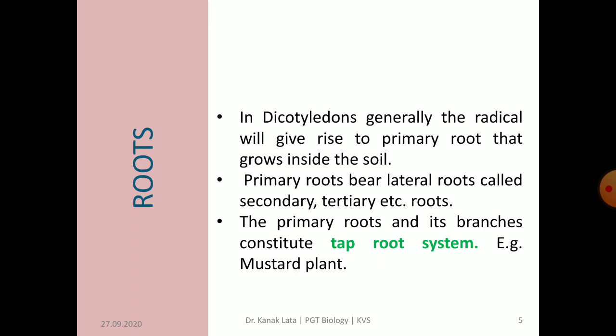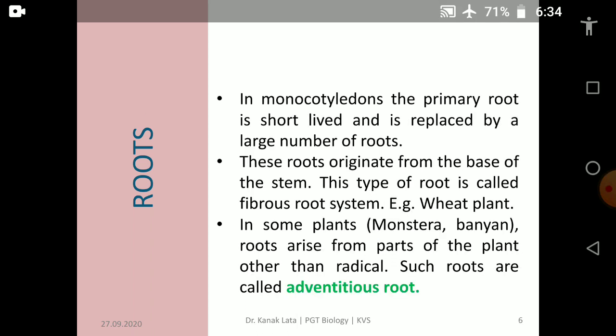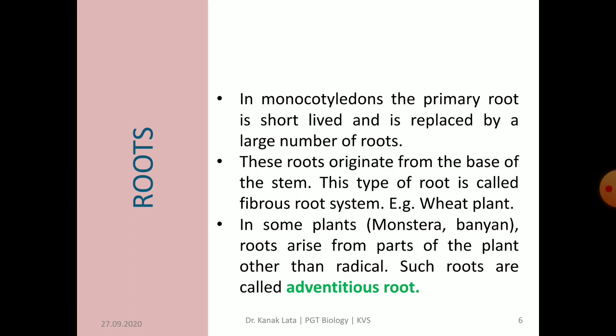In monocot, the primary root is short-lived and it is replaced by a large number of roots that originate from the base of the stem. So this type of root is called fibrous root system. For example, it is seen in wheat plant, maize plant, etc.